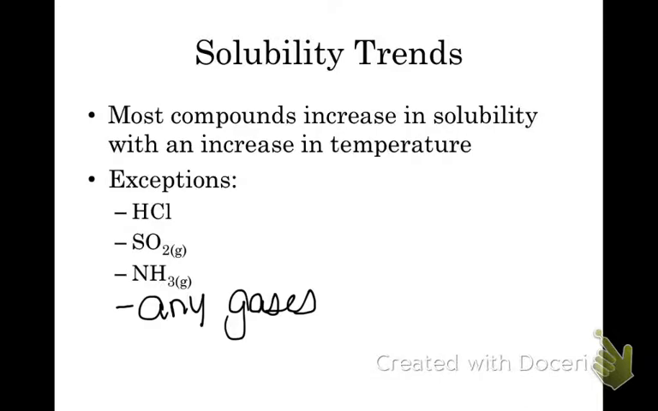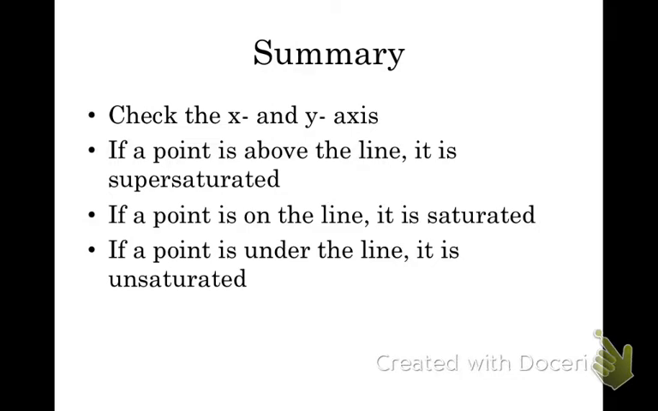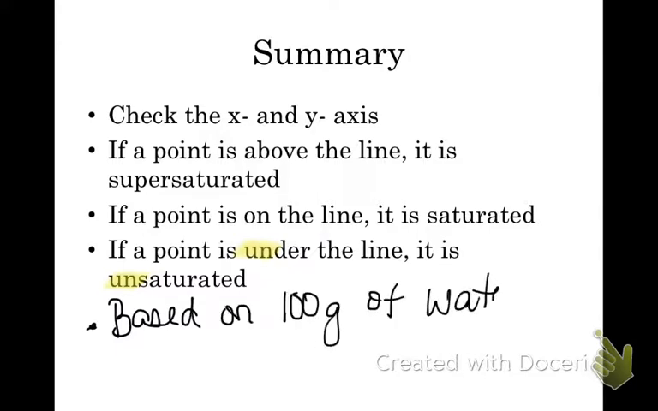All right, to summarize, check the x and y axes. Make sure that you're looking at the correct axes and points. If a point's above a line, it's supersaturated. If the point's on the line, it's saturated. And if a point is under the line, it's unsaturated. So remember, under, unsaturated. That might help you out as well. And always remember that it's based on 100 grams of water. So if they double the amount of water, double the amount of solute. If they cut it in half, you should decrease the solute by half.